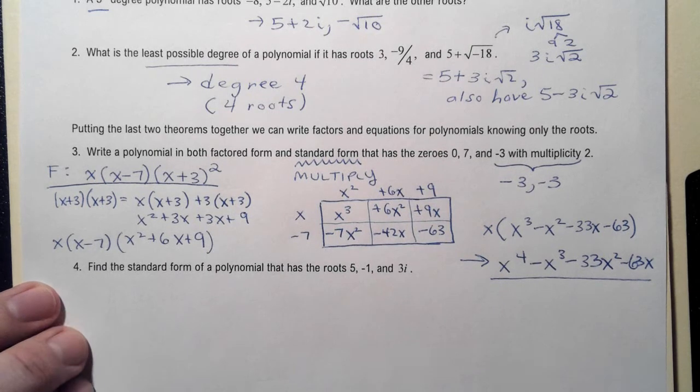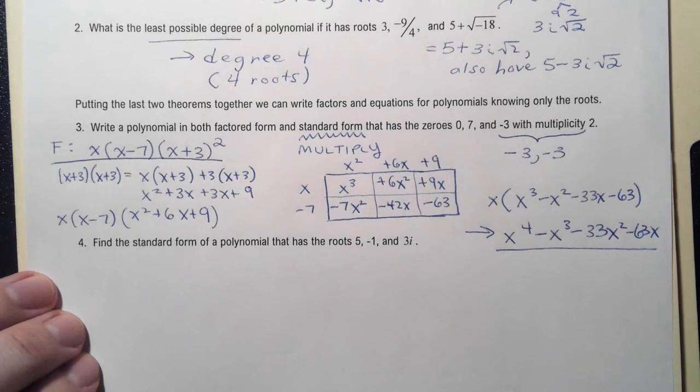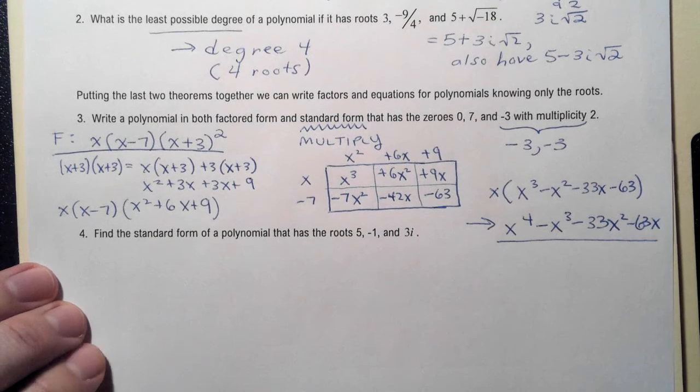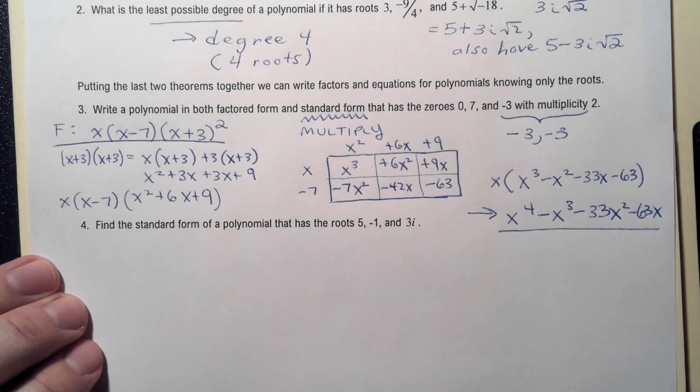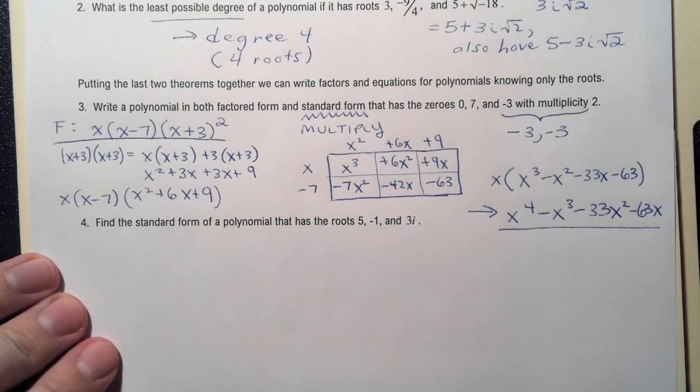Let's do one more example of writing in standard form, starting from factored form. This one's a bit trickier. Worth knowing, a bit trickier. What if I'm given an imaginary root? I want to find the standard form of a polynomial with the roots 5, negative 1, and 3i.